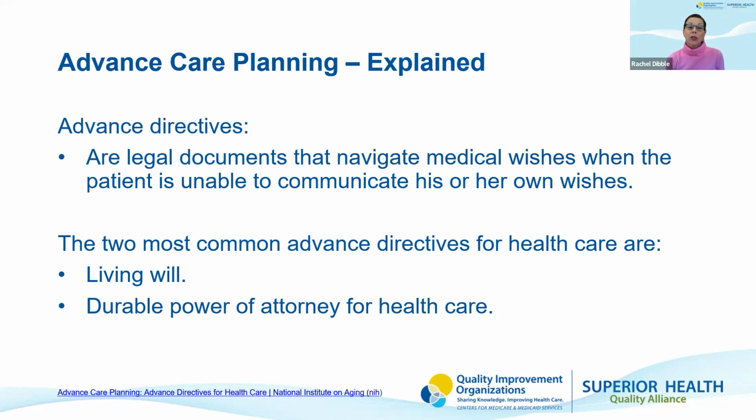So advanced directives are legal documents that navigate medical wishes when the patient is unable to communicate his or her own wishes. And that's what we know as just lay people, living wills, for example. Those are the wishes that you want if you can't make decisions. So the two most common are living will and durable power of attorney for healthcare. And that's your POA, and it's durable, meaning you and your POA work together, and when you can't make decisions, the POA does. So technically, those are the big two explained. Next slide, please.